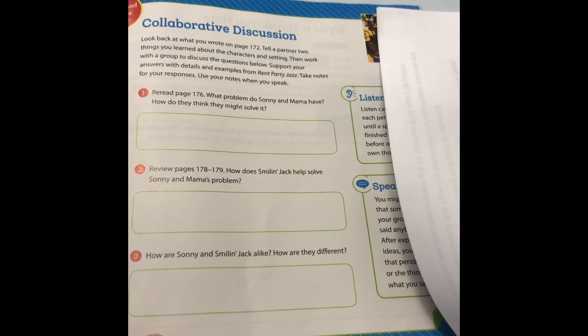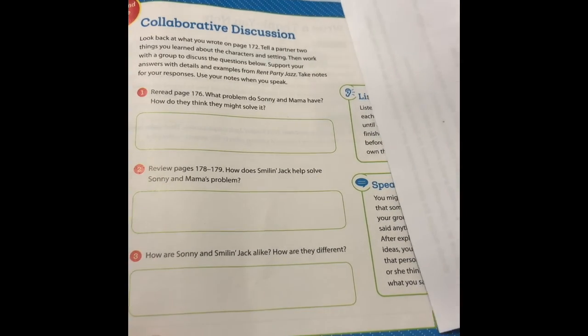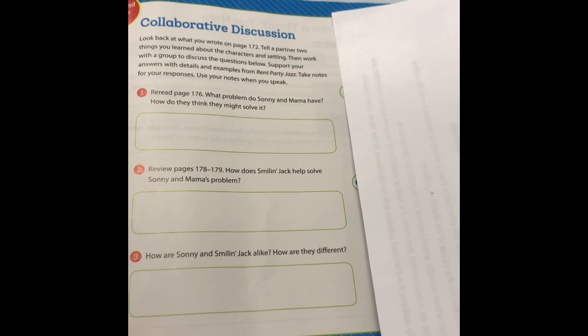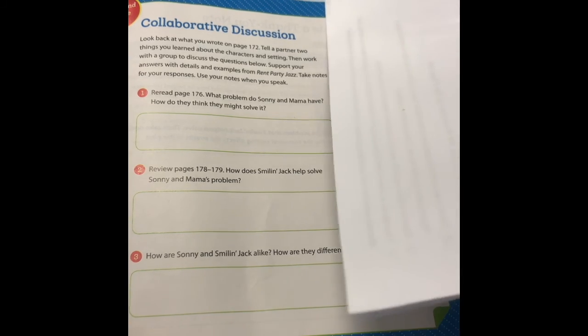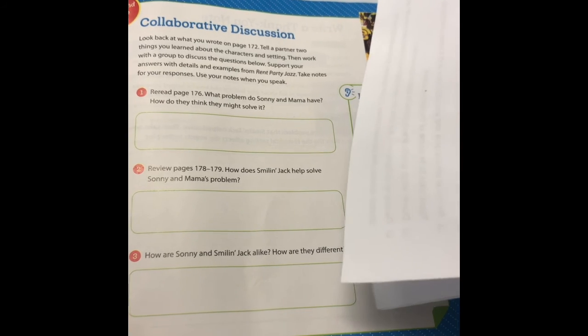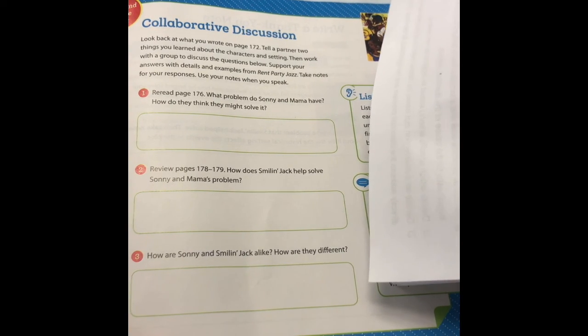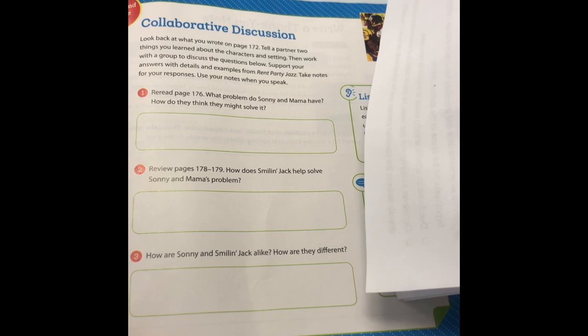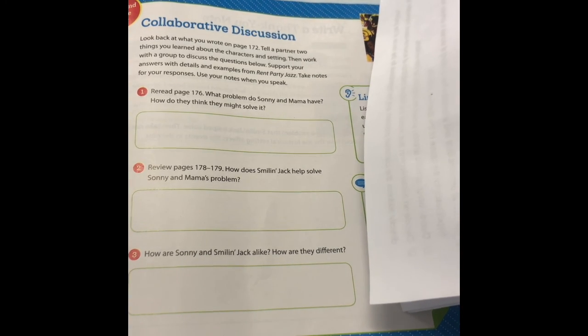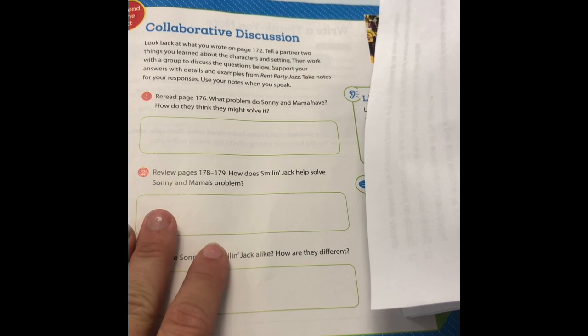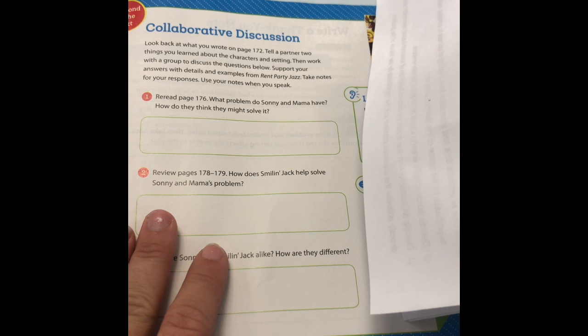All right, how are Sunny and Smiling Jack alike? They love music. Okay, hold on. How are Sunny and Smiling Jack alike and how are they different? They both like music. Okay, what else? One is younger. Okay, one is younger than the other. They're both very helpful. And kind. Jack plays the trumpet and Sunny doesn't. Okay. Jack plays music and Sunny does not.